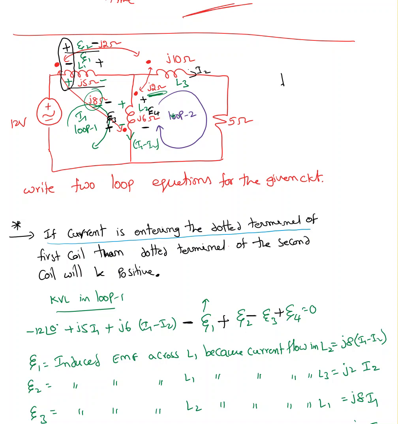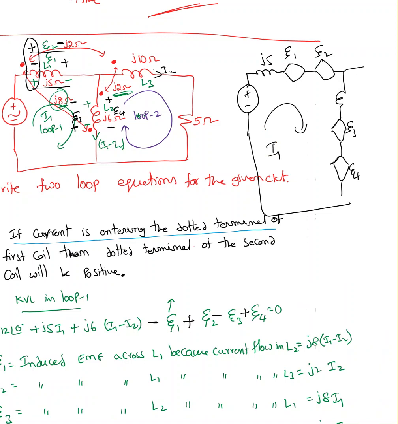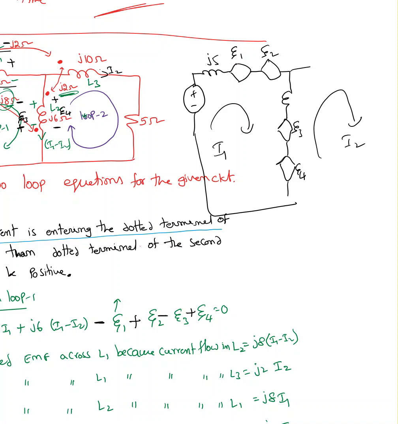Here I'm going to write down the first loop. Here is my source, to avoid that mutual. I have E1 and E2, so I'm going to put E1 right there, E2 right there, and here also I have E3 and E4. Those are all dependent sources. This indicates E1, this indicates E2, this indicates E3, this indicates E4. Now I don't need to indicate the arrows and mutual inductances. So this is J5, here is my I1. Of course, there is loop 2 here, loop 2 has I2. I'm not worried too much about that.